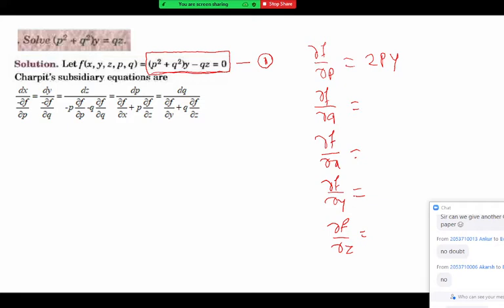Yes. Dou f by dou q. 2qy only? 2qy minus z. Okay, good. Dou f by dou x. 0. Yes, good. Dou f by dou y. p square plus q square. Good. And the last one, dou f by dou z. Minus q. Okay. Now all these values you have to replace here and simplify. Just replace in the subsidiary equation and simplify. Let me show you this simplification.